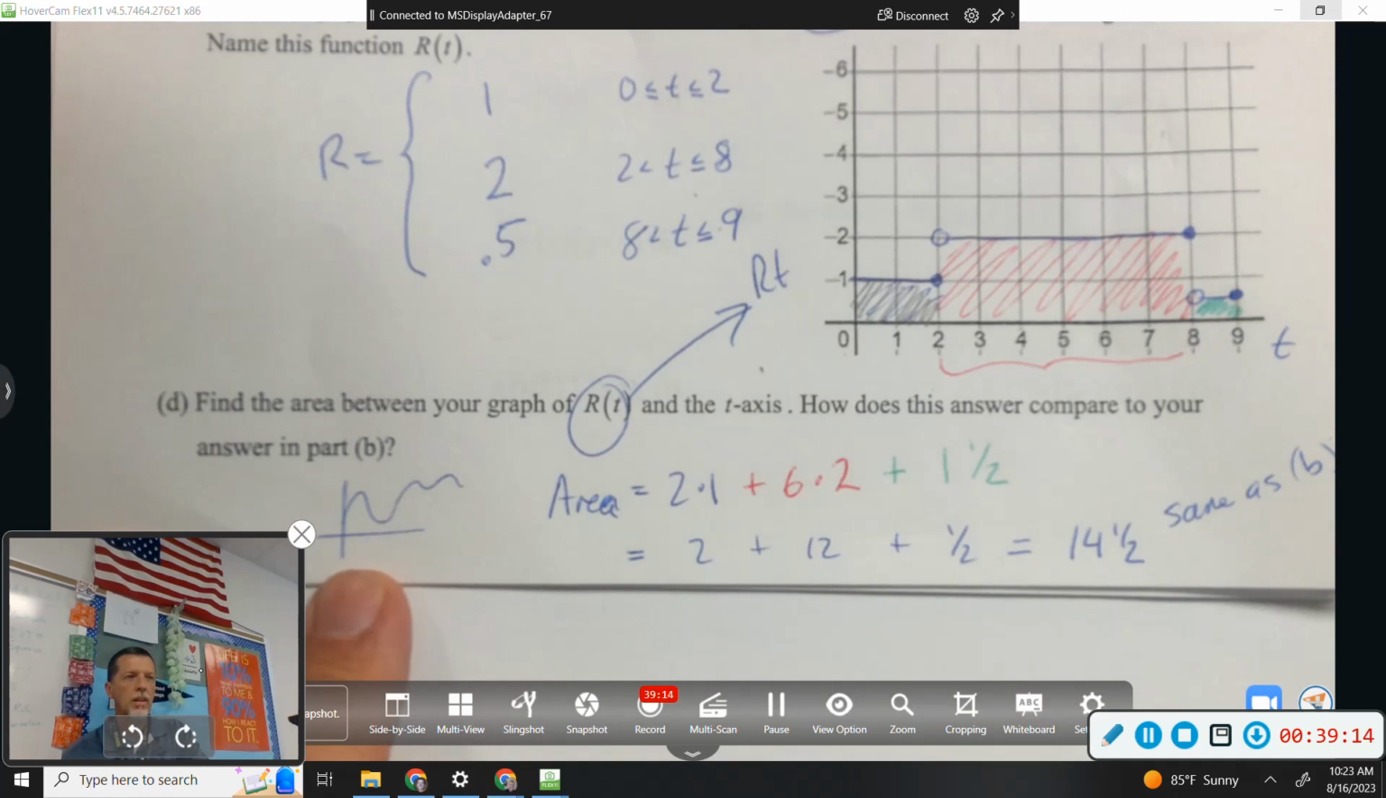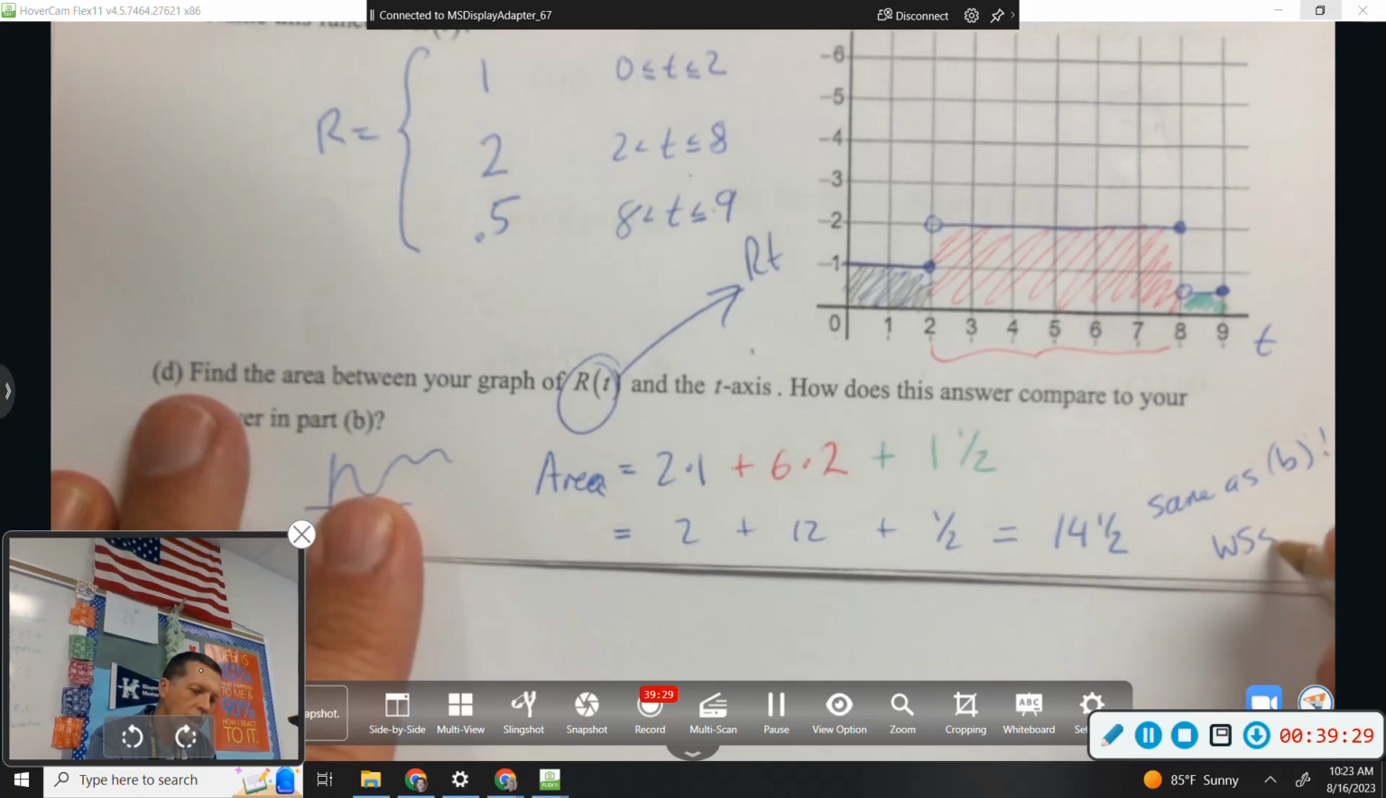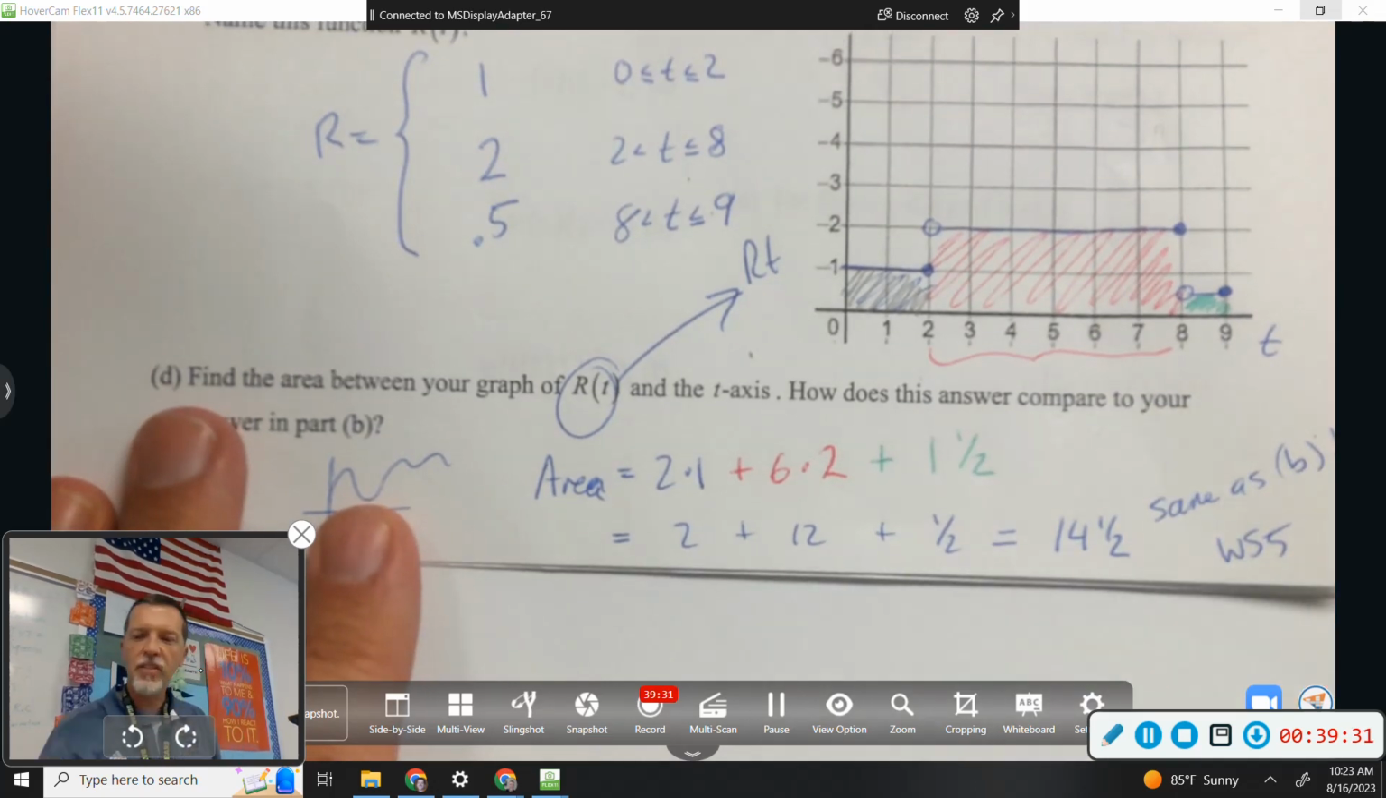All right, so piecewise, just be careful. Draw the walls. Use colors. Go slow. Don't rush anything. And you'll be okay. All right, the worksheet next is number 5. And you've got time to work on it.